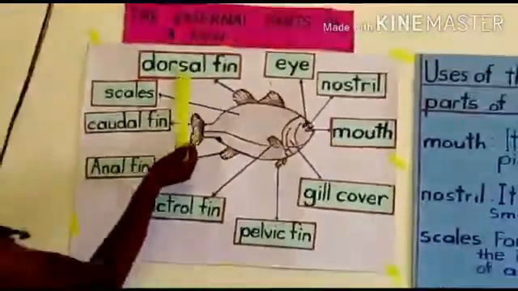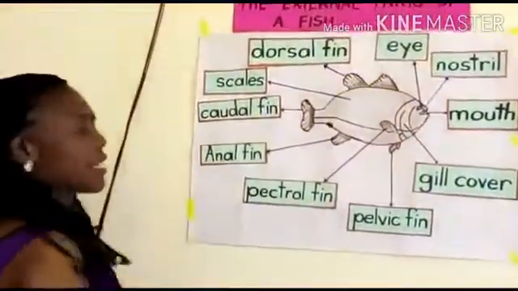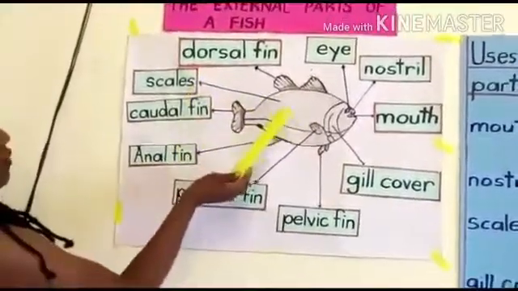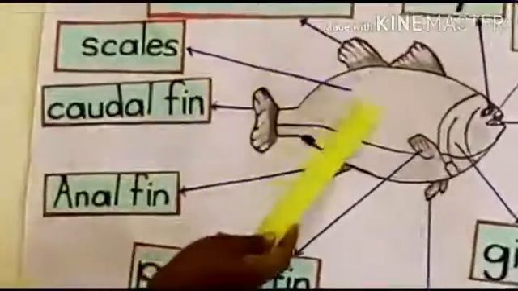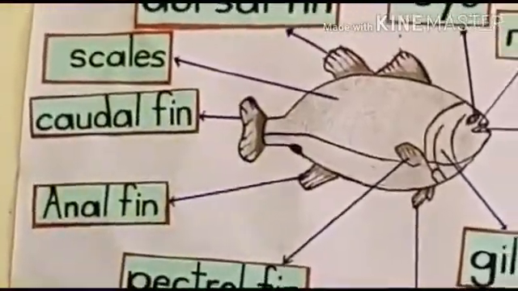We have the dorsal fin. This is the part of a fish known as a dorsal fin. We have the scales. These ones here are the scales. We have the caudal fin or the tail fin.